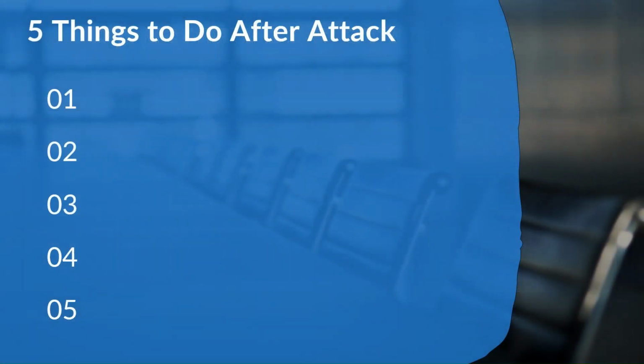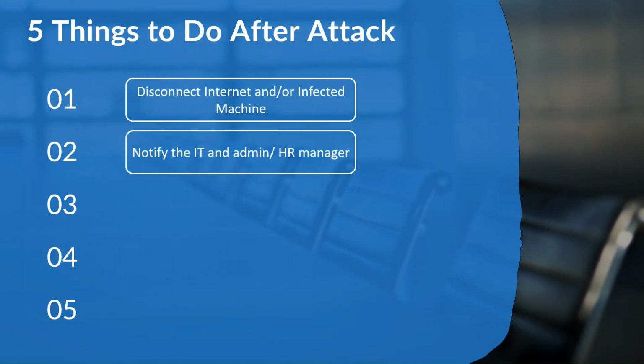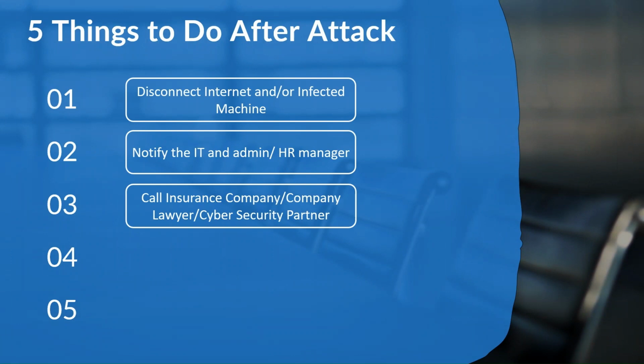So, what should you do if you're hit by a ransomware attack? You don't know when this is going to happen, so you might be panicking. But first, disconnect the internet or the device you think is infected, just to prevent spreading the damage. And second, notify your IT and admin or HR manager and tell them the situation you're in. And after that, if you have security insurance, call your insurance company and then contact your company lawyer and cybersecurity partner. And most insurance companies will take care of the investigation from here.